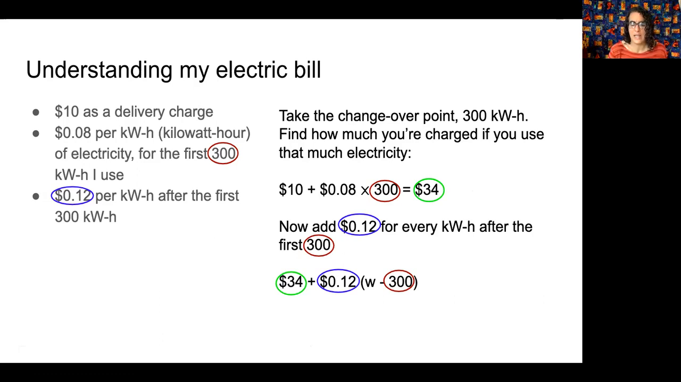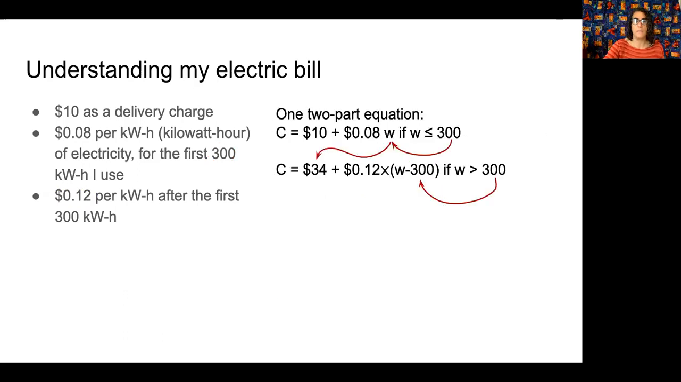This doesn't look like a classic linear growth equation. You could simplify it if you wanted to, but really, I like it just like this, because like this, it really describes exactly what's going on. So I can take all of this and package it up into what we call a two-part equation. This is one formula. It just breaks over two pieces. I have one equation if I use less than 300 kilowatt hours, and then I plug that changeover point in to get the starting point for my next equation, and I multiply by W minus 300. So that's how you would write an equation for a piecewise linear function.